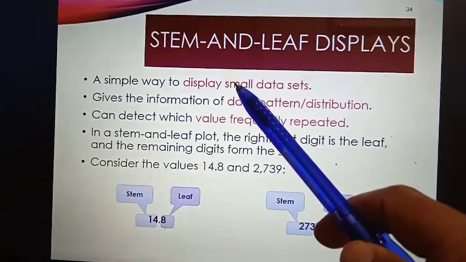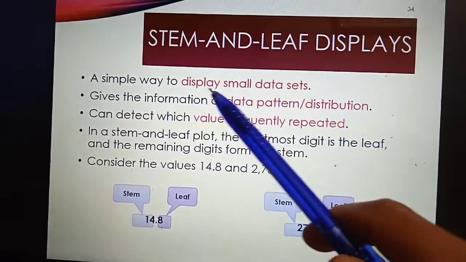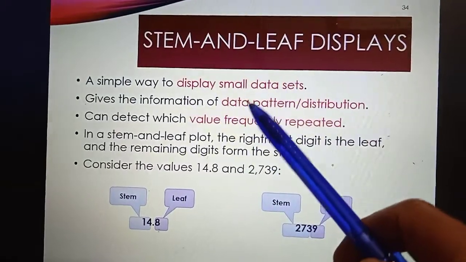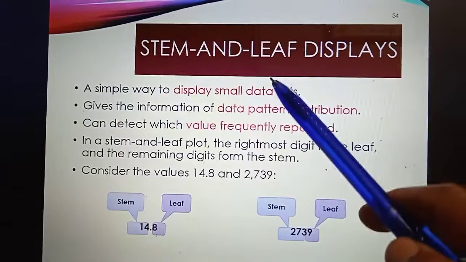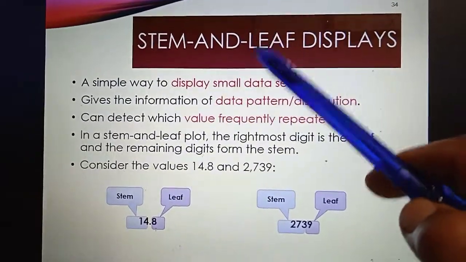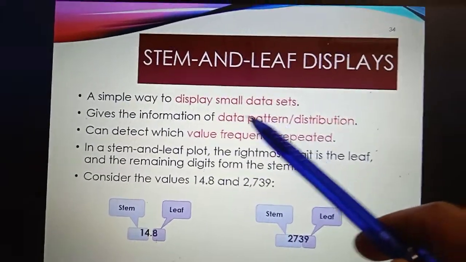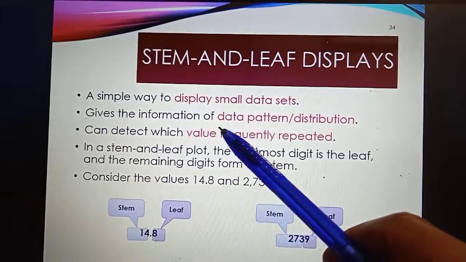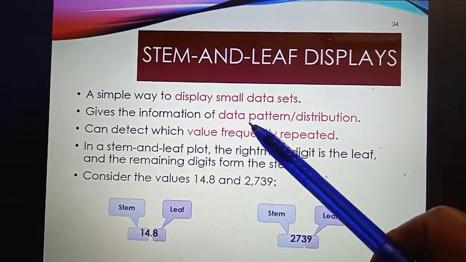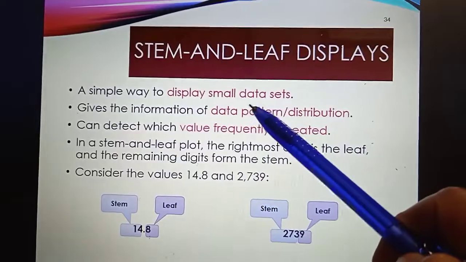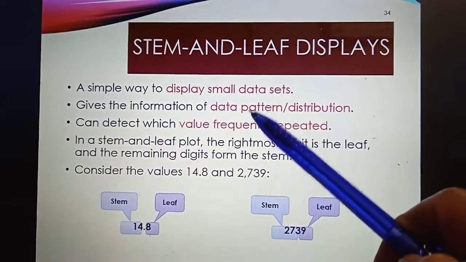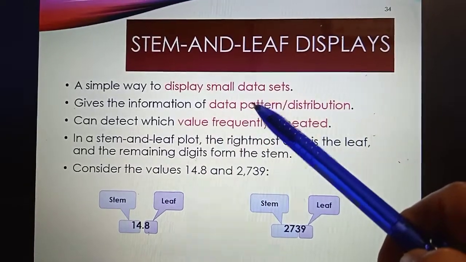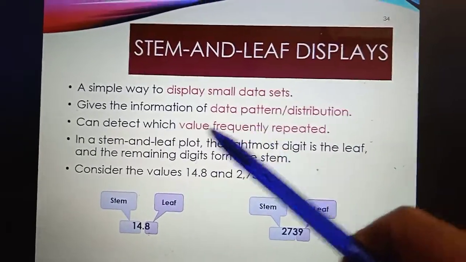Okay, for stem and leaf displays, it is a simple way to display small data sets. Basically it is meant for small data sets. It gives the information of data pattern or distribution. Okay, ini kita nak tengok pattern bagi data ataupun distribution bagi a set of data yang dalam bentuk yang kecil.